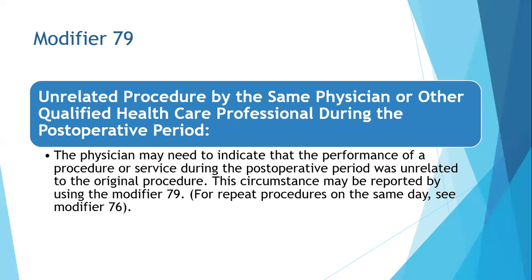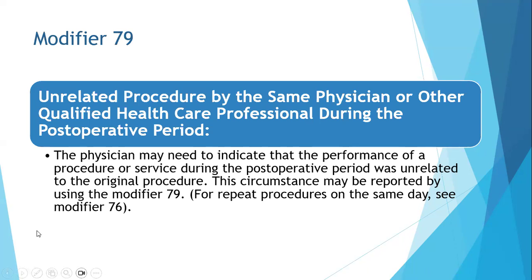Right, but that is only from the original procedure. So when a modifier 78 is used, the original global period is not restarted. Does that make sense? Yes, it's not restarted. But we still need to count a new global period for the second procedure now. Correct. Okay, got it. So anything related specifically to the first one will end when the first 90 days ends. Right. Does that make sense? Yes. Okay. Thank you. Yes, ma'am.